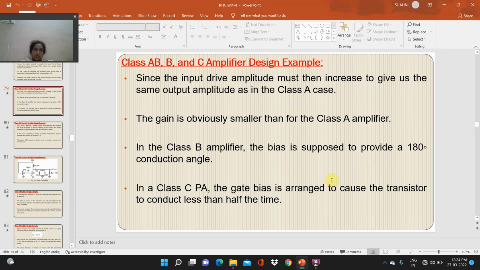Since the input drive amplitude must then increase to give us the same output amplitude as in the class A case, the gain is obviously smaller than for the class A amplifier. In the class B amplifier, the bias is supposed to provide a 180 degree conduction angle. In a class C power amplifier, the gate bias is arranged to cause the transistor to conduct less than half the time.